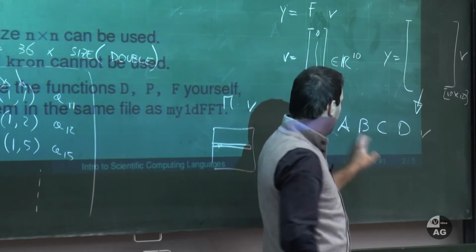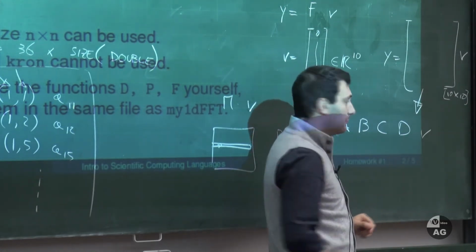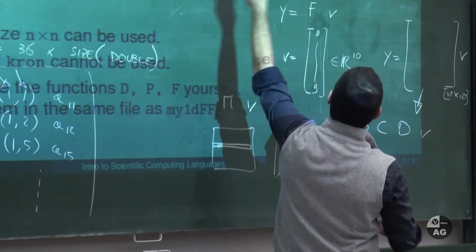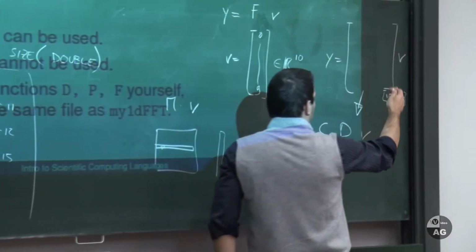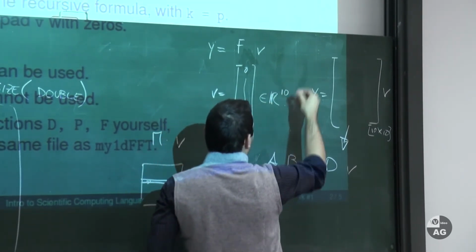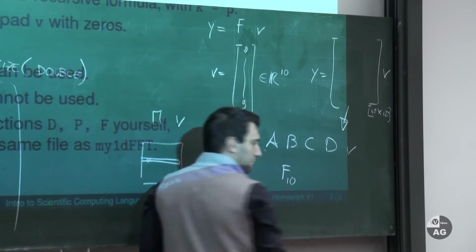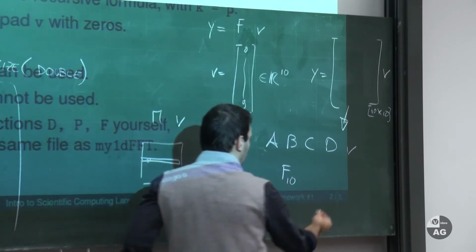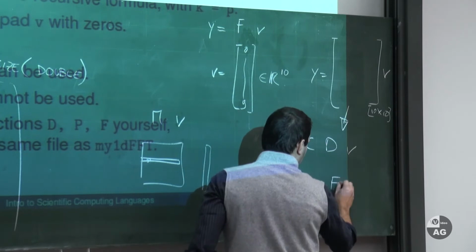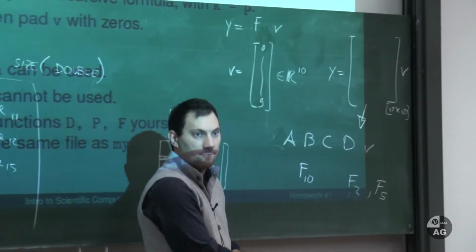And where do these things come from? Well, they come from the recursive formulation where I have some P. So let's say that I want to divide this F of 10 as maybe in terms of F2s and F5s. Okay?